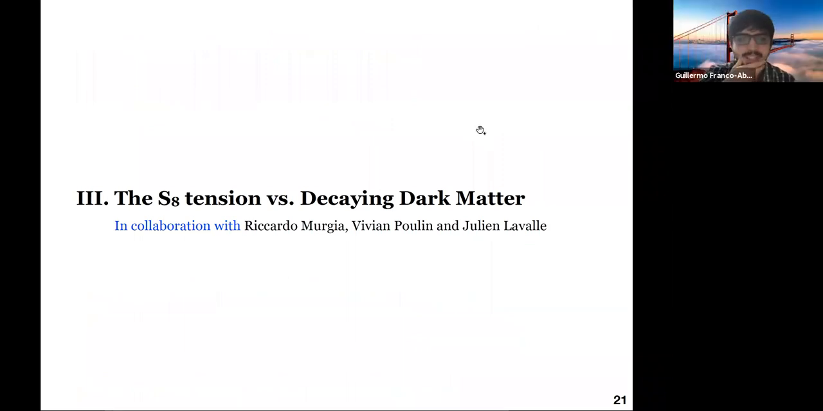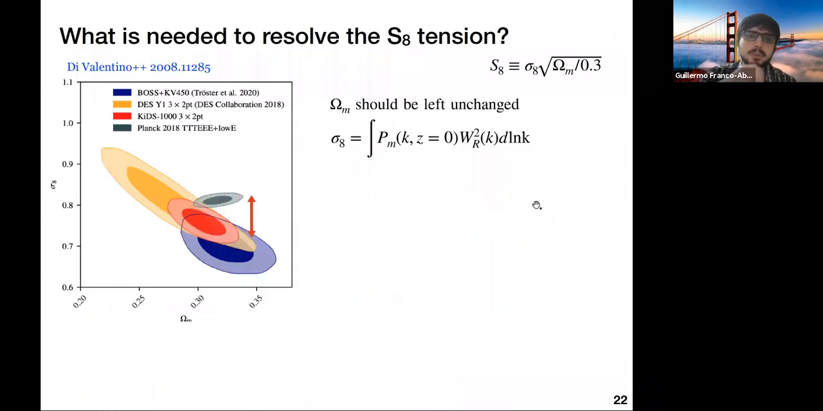Okay, very good. So yeah, this is another project where we were trying to relate the S8 tension to decaying dark matter, and this is a project that I've done in collaboration with Ricardo Murgia, Vivian Poulin, and Julien Lesgourgues. Okay, so I was mentioning the H0 tension before, but now I would like to try to explain what is really needed to resolve this tension.